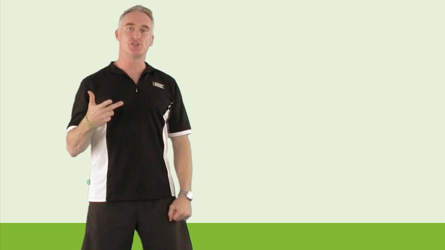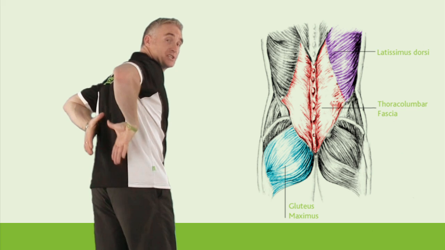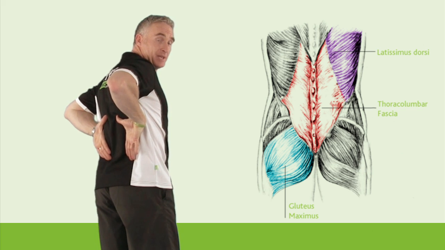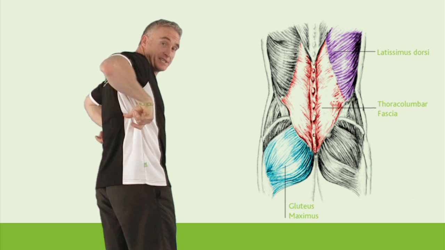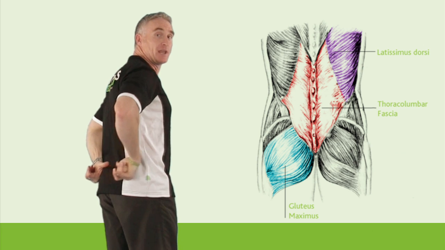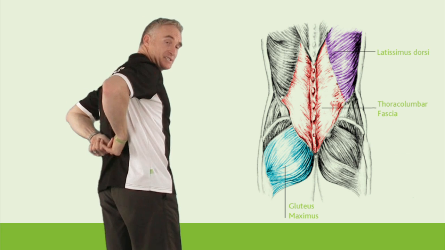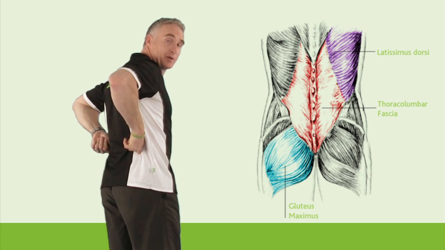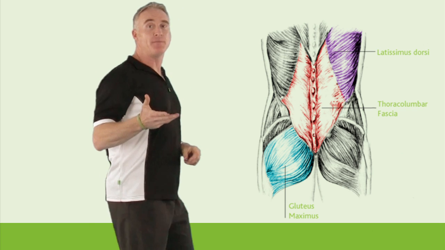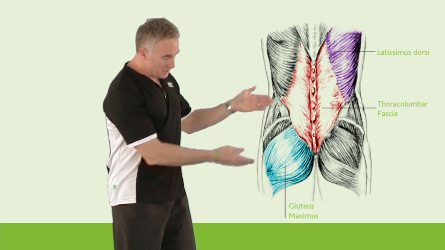Let's look at a sheet of tissue called the thoracolumbar fascia. The thoracolumbar fascia is a posterior sheet of fascia that sits between my thoracic area and my lumbar area. It's central and it comes reasonably wide. The thoracolumbar fascia surrounds the psoas major muscle. As we can see here with our line, it also surrounds quadratus lumborum.